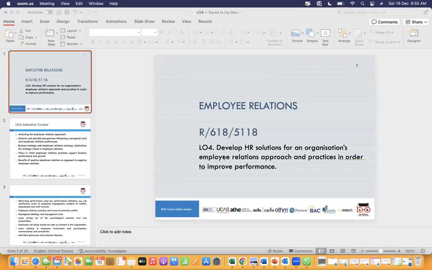So in LO4 today, we're going to discuss developing HR solutions for an organization, the employee relations approach and the practices in order to improve performance. So basically, we are looking at performance improvement and how to do it.